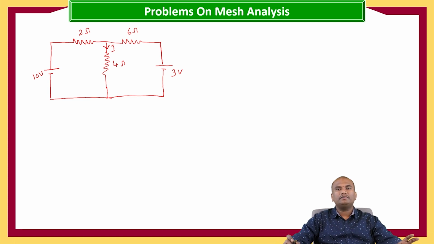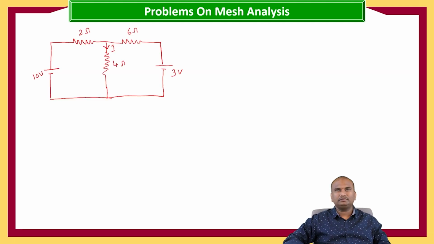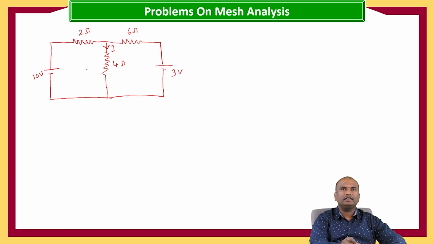So here, once the circuit is given for mesh analysis, first we need to identify how many meshes are there. A mesh is nothing but a closed path which does not contain any inner loops. So here we are having two meshes, that is, this is mesh 1, mesh 2.